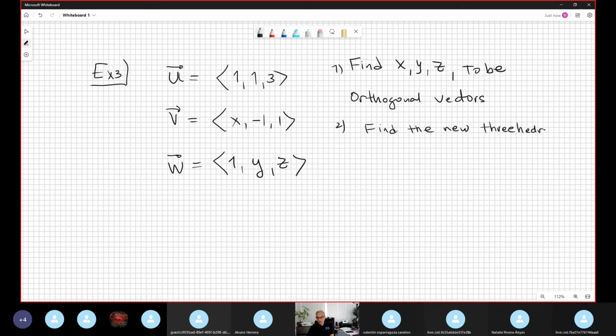What means trihedral? Trihedral means three vectors, but special, orthogonal, orthonormal vectors. What mean orthonormal vectors? Orthonormal basis. Ortho means 90 degrees, and normal indicates magnitude 1. It's a unit vector. Do you understand the problem? It's easy. Let's do it.